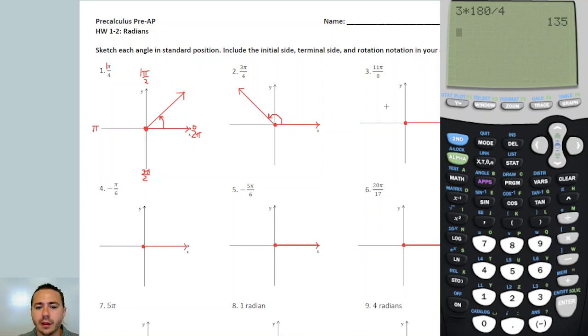11 pi over 8. So now we're getting a little trickier here. So the first method, what I did was I just compared the fractions. I said, okay, 1/4 is between 1/2 and 0. Over on number 2, what I did was I just plugged in 180 and figured out what the degree measure was. And so for number 3, first of all, let's move this calculator over.